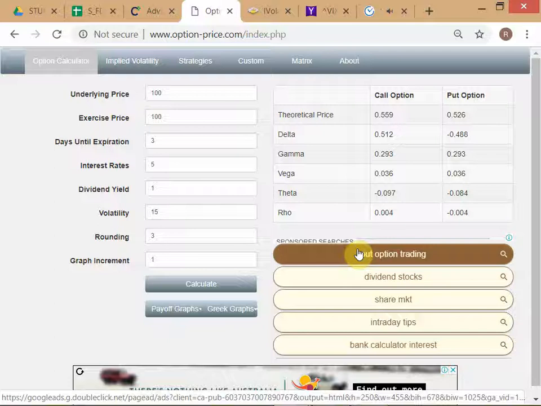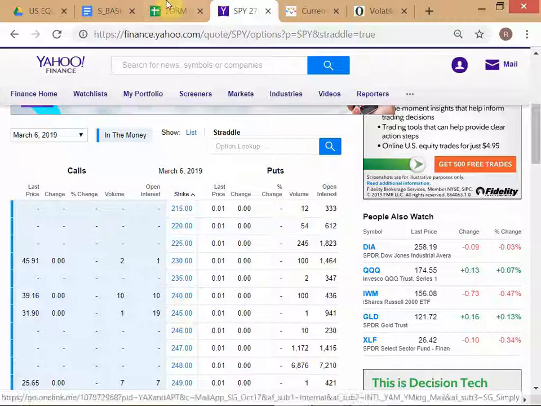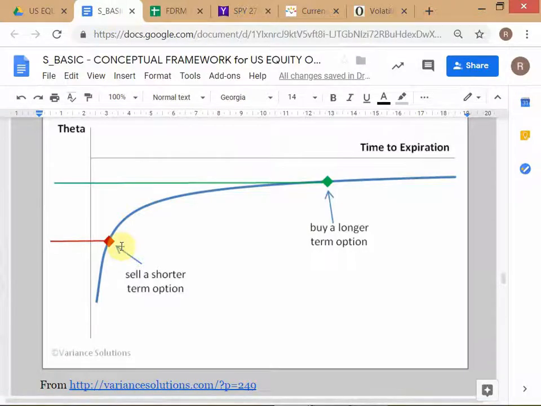So the short option position will obviously be the opposite. If you go long options and every day the theta works against you, that means in a short option position it should be the reverse. The theta should work in your favor. Is this clear? Okay. So the main driver of this decision to sell shorter dated options is that shorter dated options have high theta. They also have less vega than longer dated options.